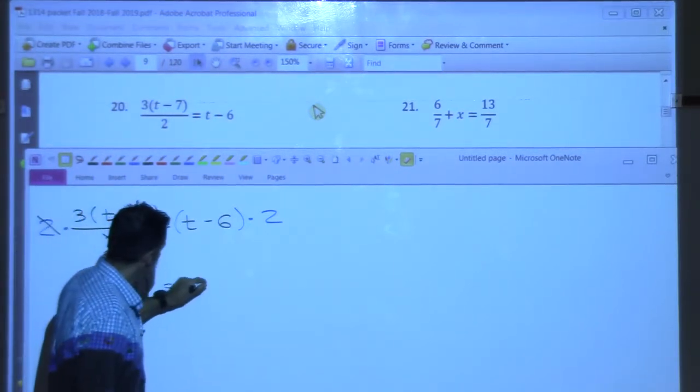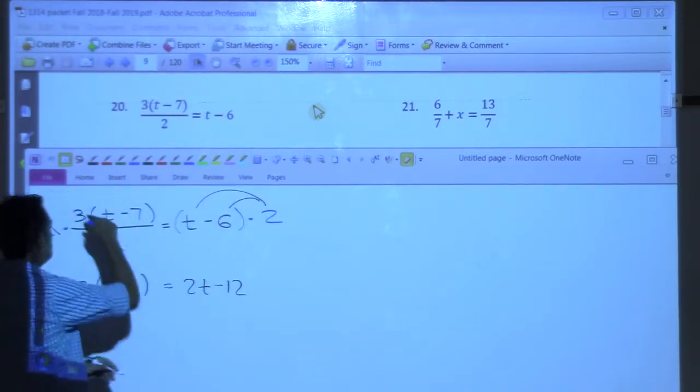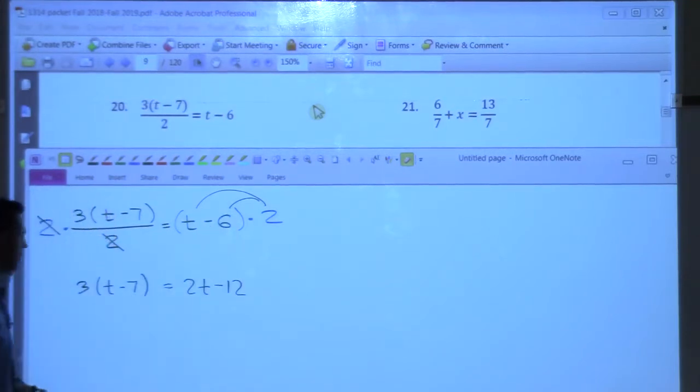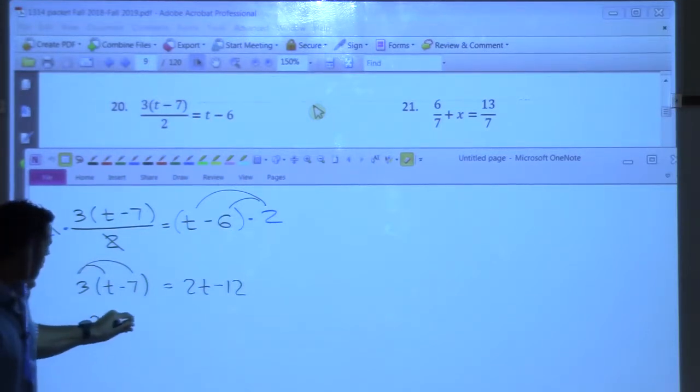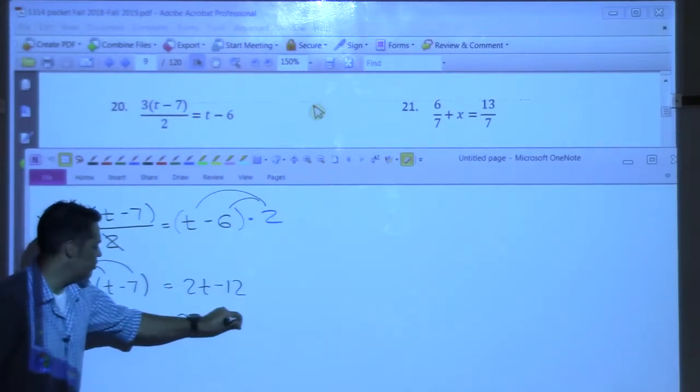2t minus 12. So it's okay to distribute this way, right? It doesn't always have to be the front going through. It can be at the back and go through this way. We'll go ahead and distribute this one now also, like this. So we have 3t minus 21 equals 2t minus 12.